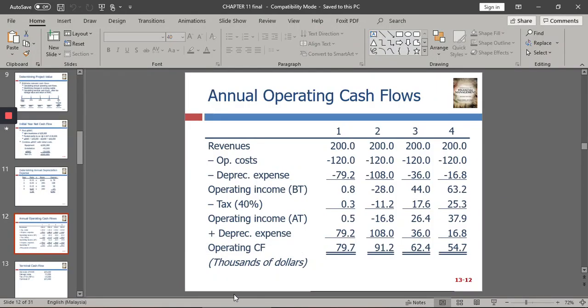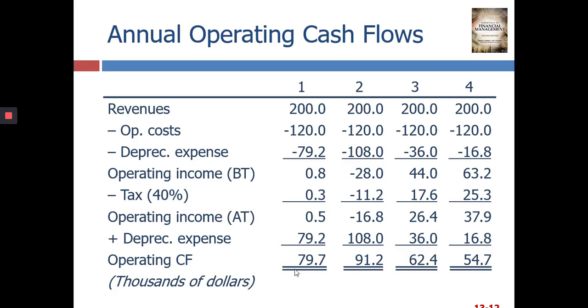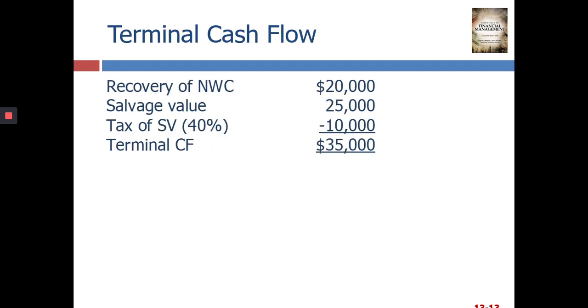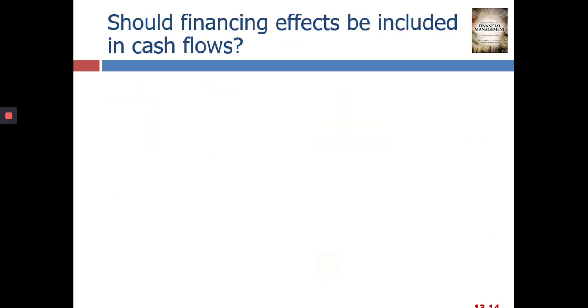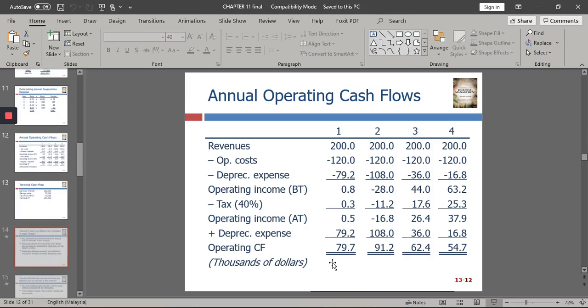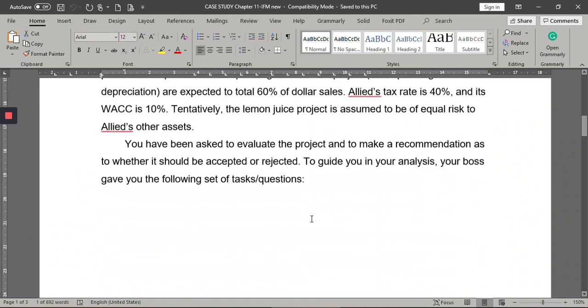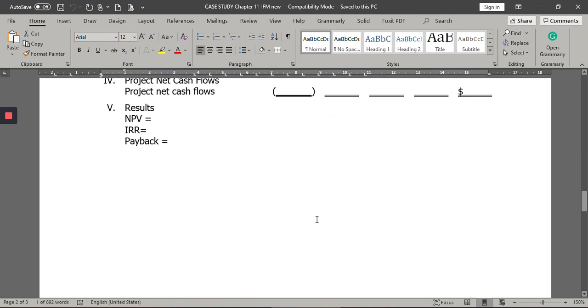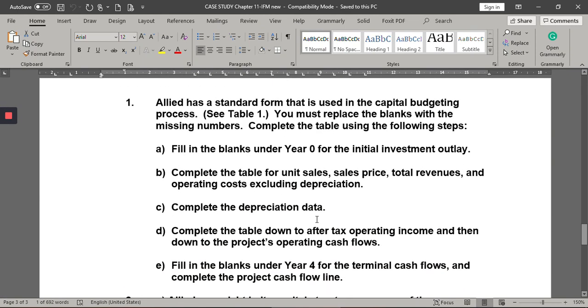Alright, so that is what is stated in the slides as well. The operating cash flows, followed by the terminal cash flows, and then we move on to the next part. So we have completed the first part of the case study.